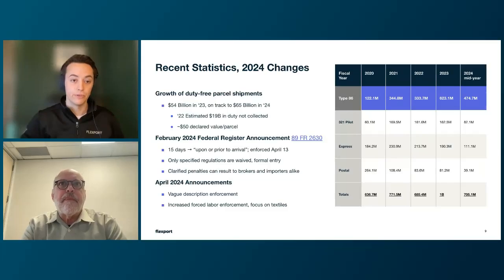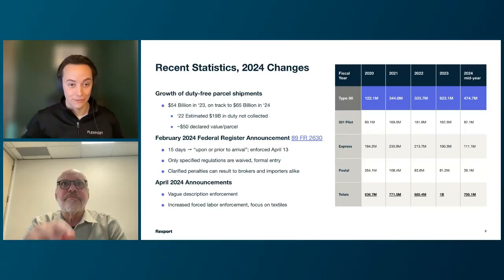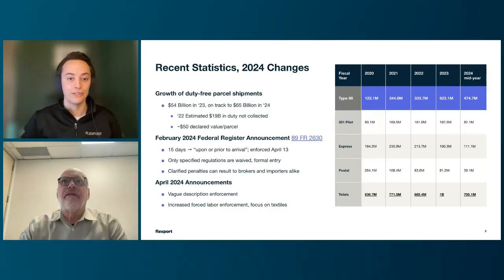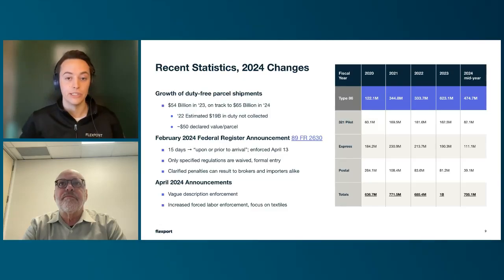Obviously, I think the first one is that it's just very popular, right? It may be a pilot program, but in a certain respect, it's maybe Customs' most successful pilot program, certainly when it comes to the amount of parcels coming in. There's about $54 billion of these small value parcels in 2023. Close to $65 billion is estimated for 2024, which is just a significant amount.